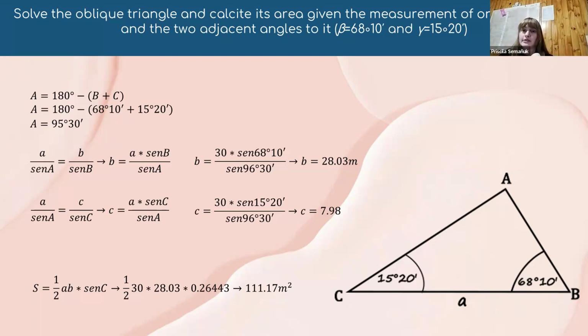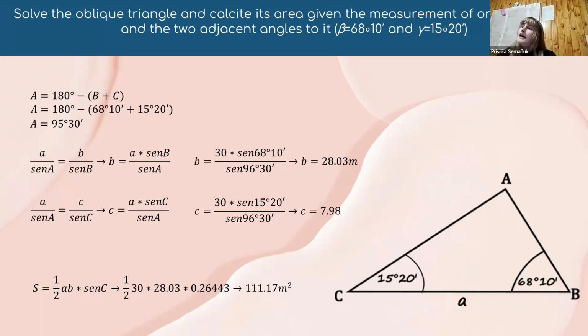And I'm allowed to use the sine theorem, the sine formula: a over sine of A equals b over sine of B. If I want to know how long b is, I have a multiplied by sine of B over sine of A. And I just substitute the numbers and I know b is 28.03 meters. And it's the same procedure for the c side.